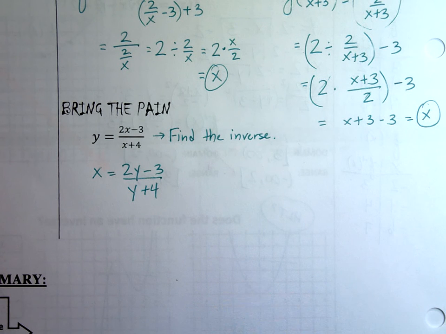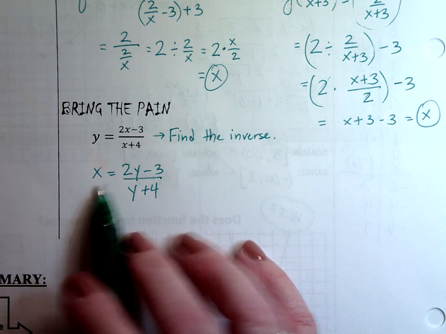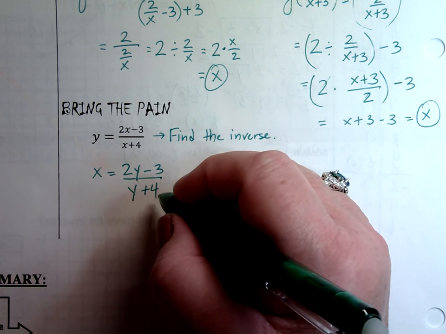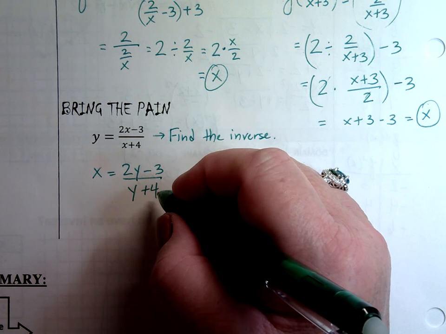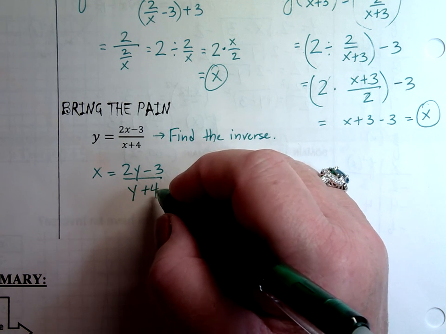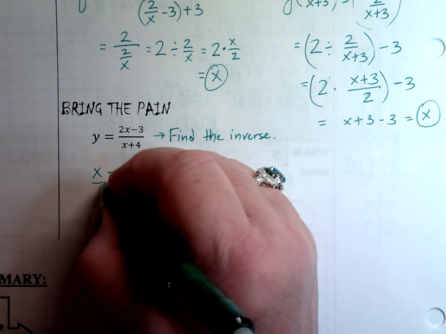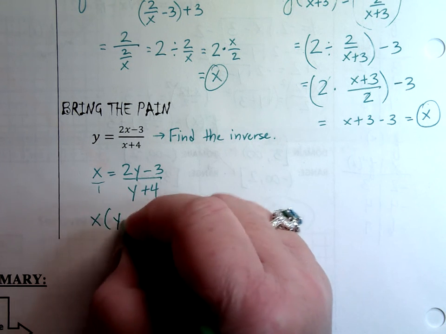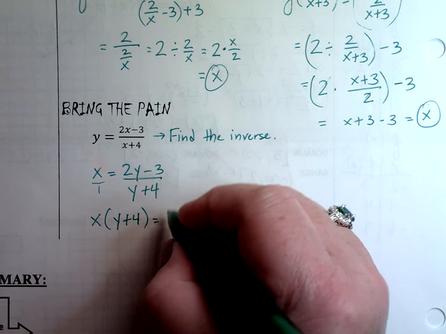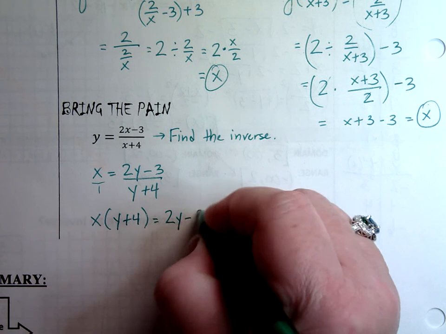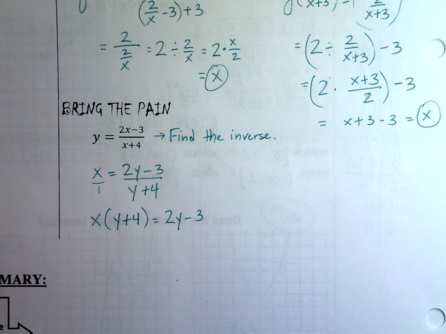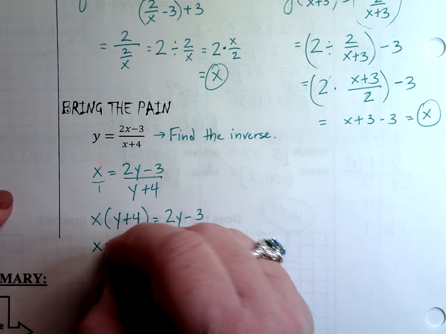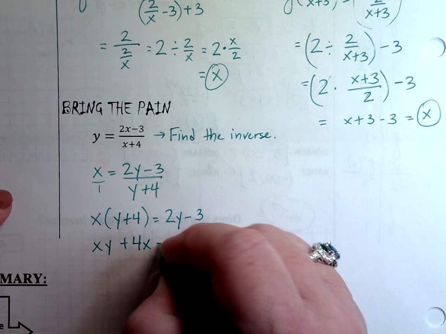So I always think of cross multiplying when I think of these things. Some of you might think of multiplying both sides by y plus 4. Same exact idea. Okay, so if I take this, put it over 1, cross multiply, I'll have x times y plus 4 equals 1 times 2y minus 3, which is 2y minus 3. Distribute out my x: xy plus 4x equals 2y minus 3.